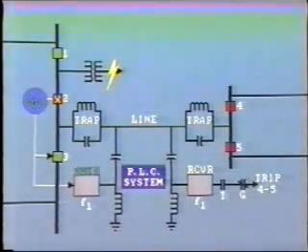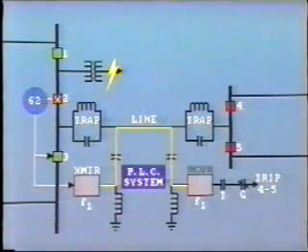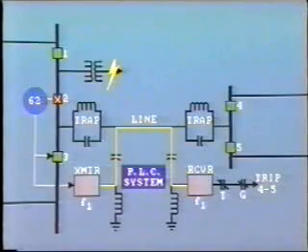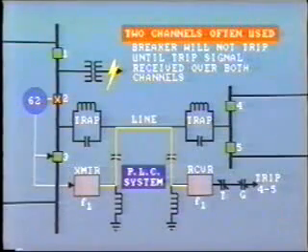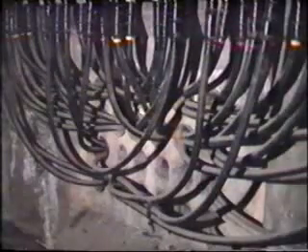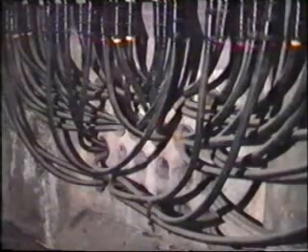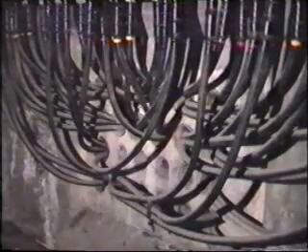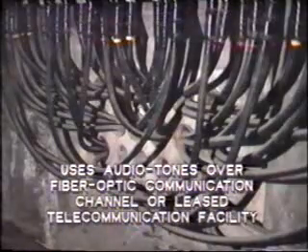It also sends a signal to the carrier transmitter, and this shifts frequency from guard to trip. At the other end of the transmission line, the trip signal is received and initiates high-speed tripping of breakers 4 and 5. For security, 2 channels are often used. The breaker will not trip until a trip signal is received over both channels. On underground systems, power line carrier is more difficult to apply due to the high capacitance of the cables. In this situation, the security of FSK is obtained by using audio tones transmitted over a fiber optic communication channel or a leased telecommunication facility.